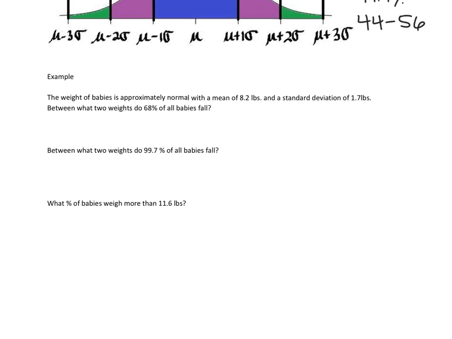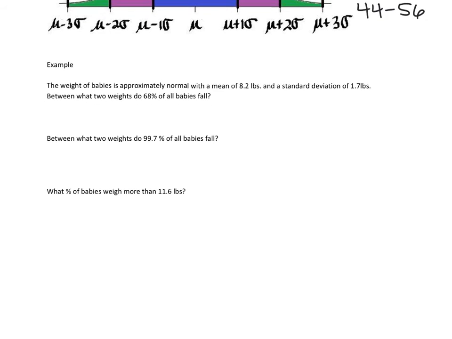So let's look at an example. The weight of babies is approximately normal with a mean of 8.2 pounds and a standard deviation of 1.7 pounds. Between what two weights do 68% of all babies fall? So 68% is 1 standard deviation. So we take the mean, we add and subtract 1 standard deviation, and that will give us our range.